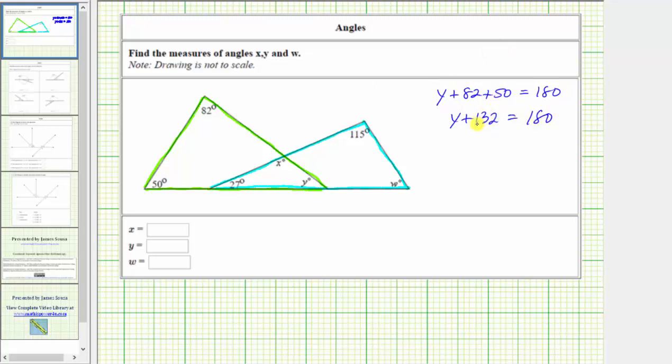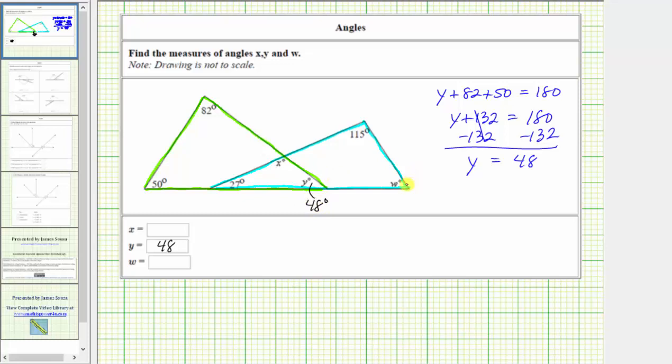To solve for y, we undo plus 132 by subtracting 132 on both sides of the equation. Simplifying, 132 minus 132 is 0. The left side simplifies to y. We have y equals 180 minus 132 equals 48. So because y equals 48, we now know the measure of angle y is 48 degrees.